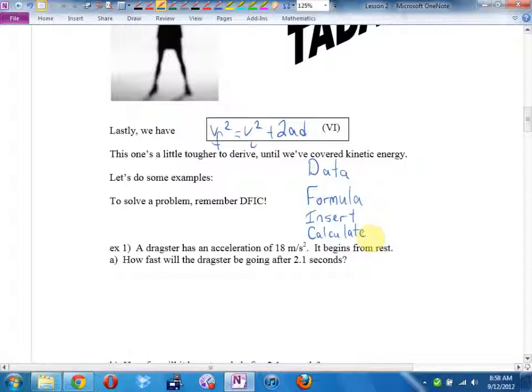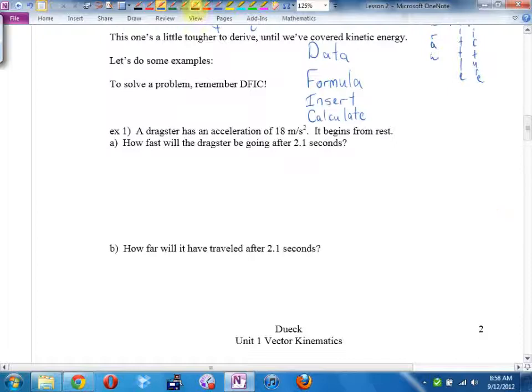The other acronym that I use is DULP. Does anybody remember what DULP stood for? Draw a little picture. When in doubt, DFIC and DULP. DULP. Draw a little picture. I don't always need to draw a little picture. Sometimes I'll be able to visualize stuff enough. I'm good.